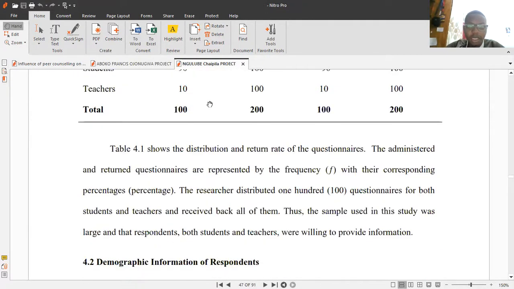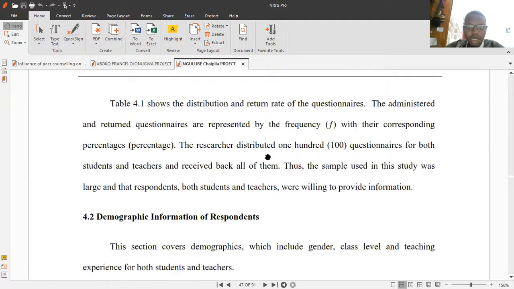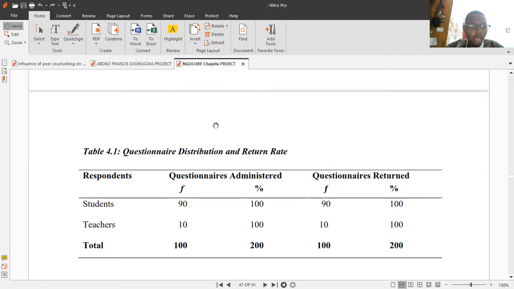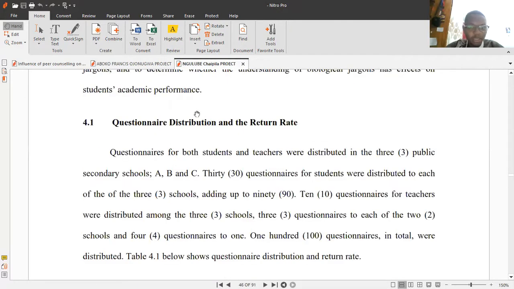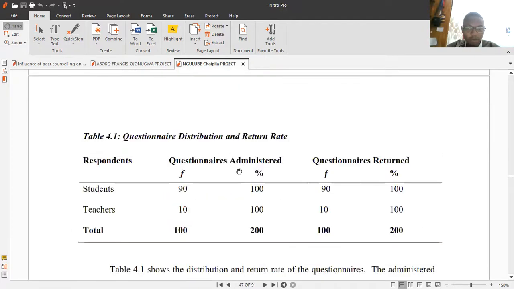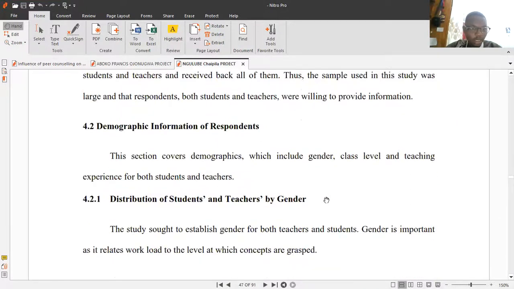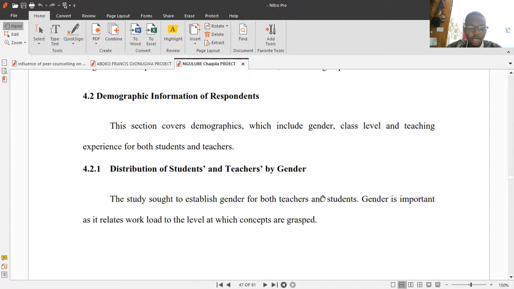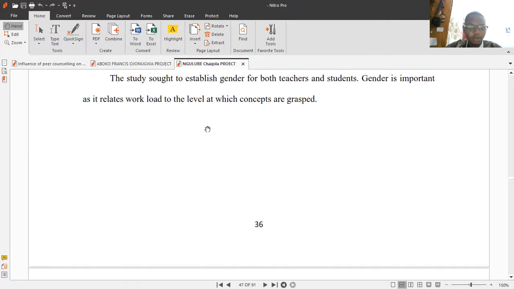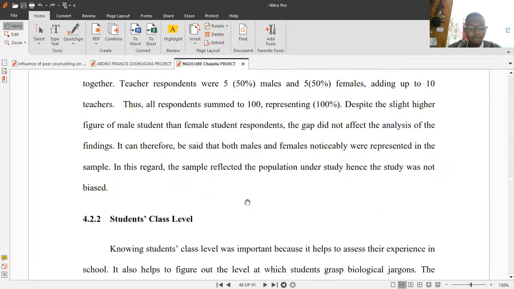Yeah. Then we have also Ngulube here. Distribution rate, or actually after he had done it, the questionnaire distribution rate, and then he came to do the table down here to summarize, which was good. I thought he had left it out. And then we have here distribution of students, and then we have the table here.